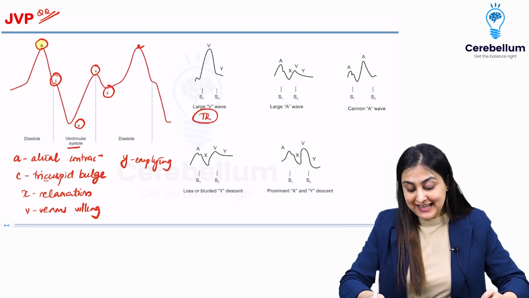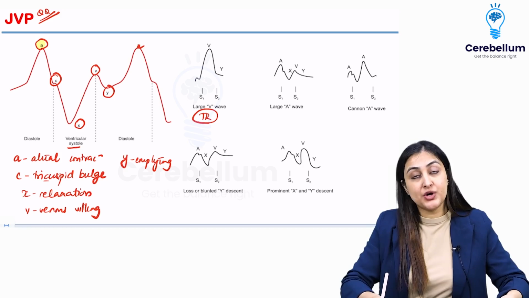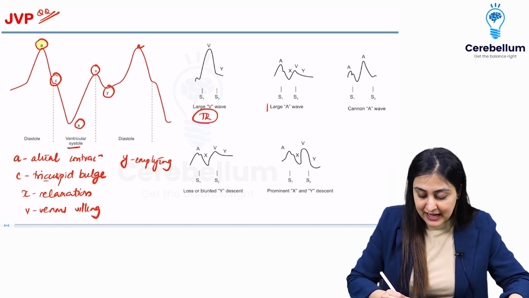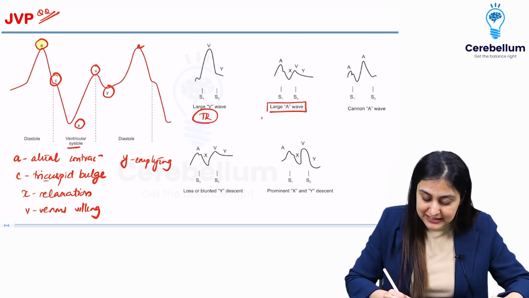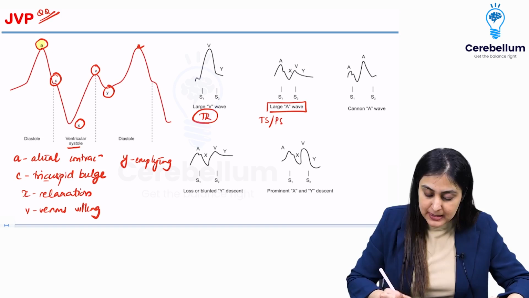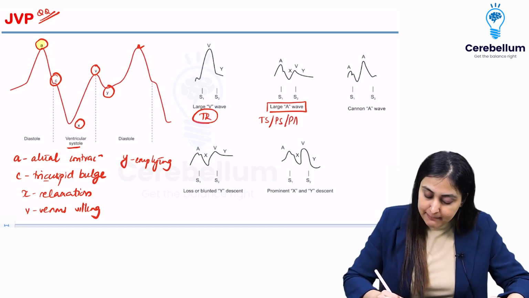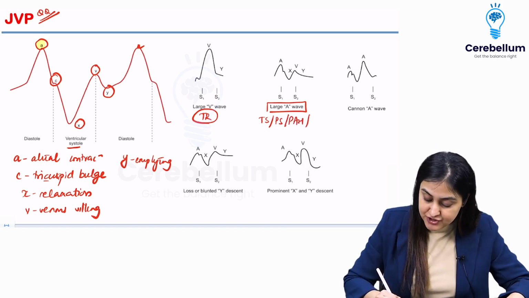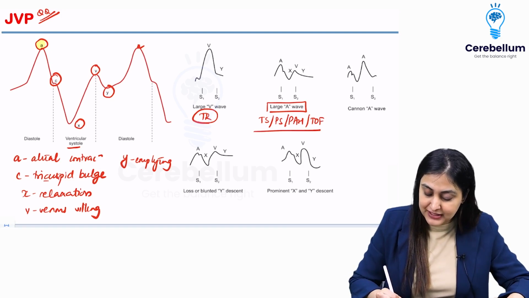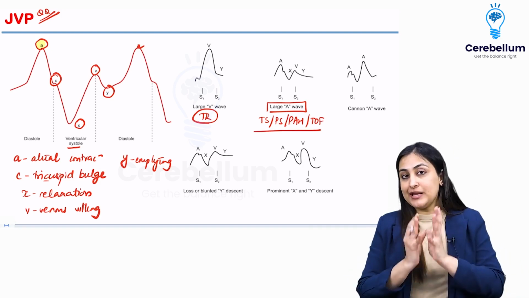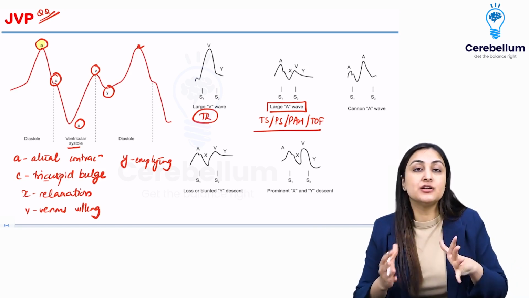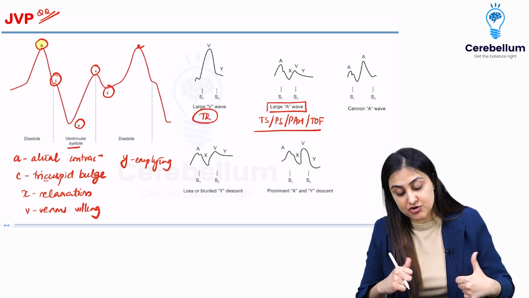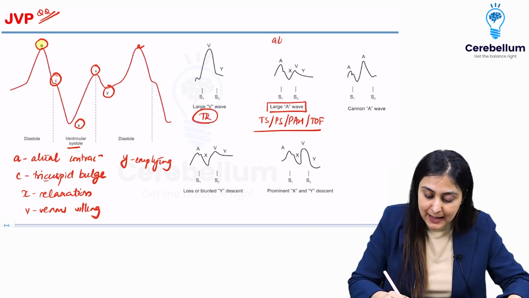Extremely important, A wave. What is A wave? A wave is contraction of the atria. When would it have to contract very hard? When there is a lot of resistance. So either tricuspid stenosis, pulmonary stenosis, pulmonary arterial hypertension, or let's say tetralogy of Fallot which has pulmonary stenosis. When I'm working against a high pressure, a high afterload, I have to contract a lot, so the A wave becomes large.